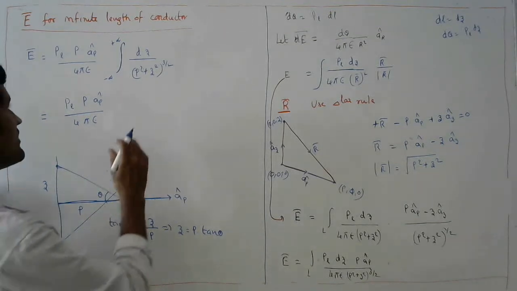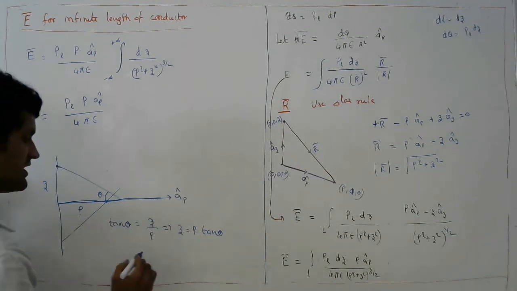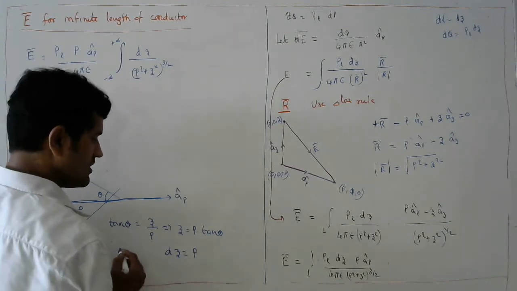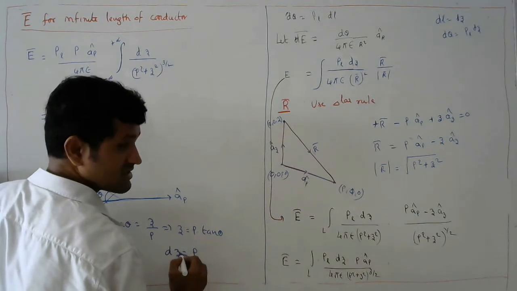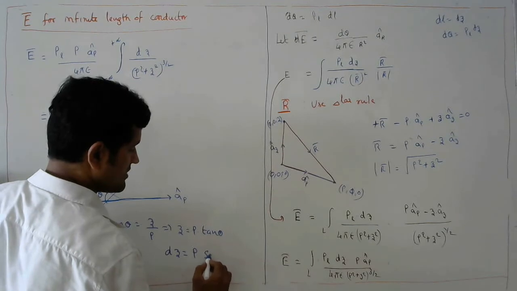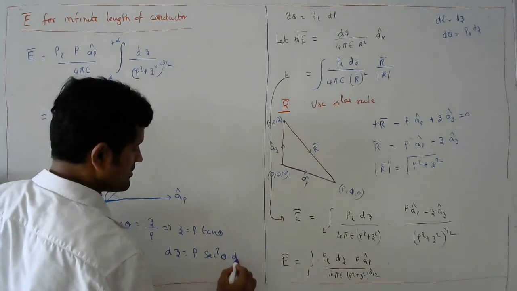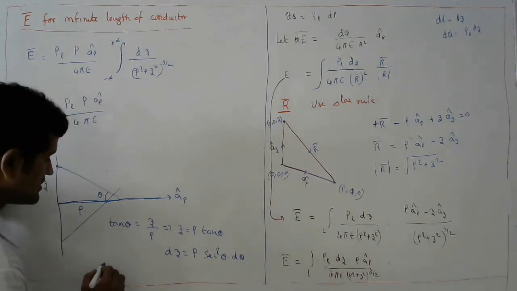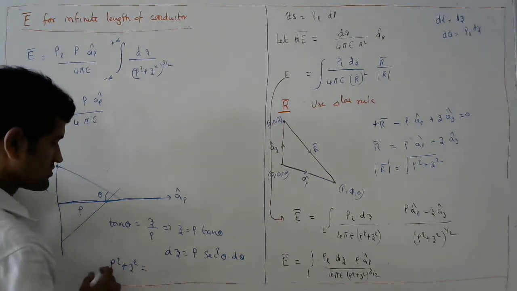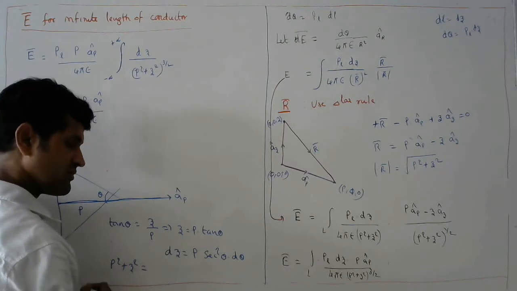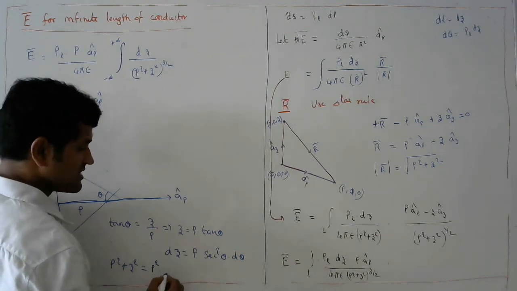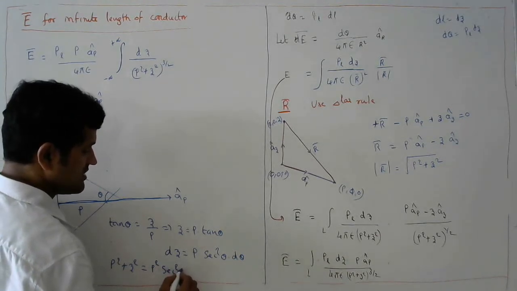So we will simplify this. Assume z is equal to rho tan theta. Then dz is equal to rho into d of tan theta, since the radius is constant and only tan theta varies. The derivative of tan theta is secant square theta into d theta. And rho square plus z square is rho square plus rho square tan square theta. If rho square is taken common, we get rho square into 1 plus tan square theta, which is equal to rho square secant square theta.